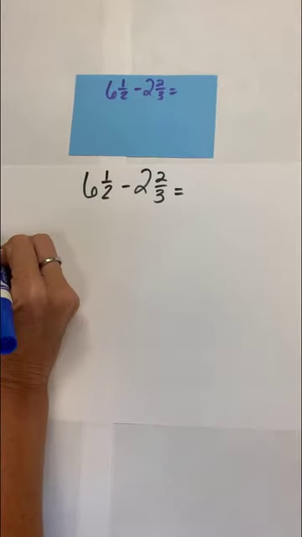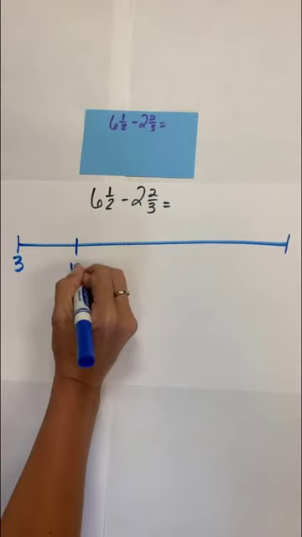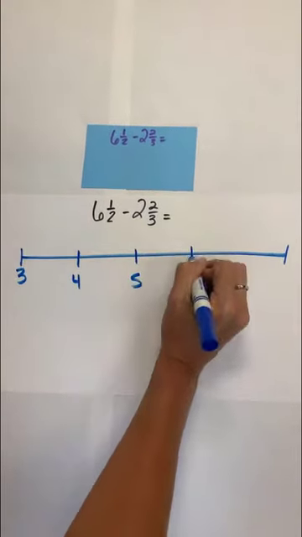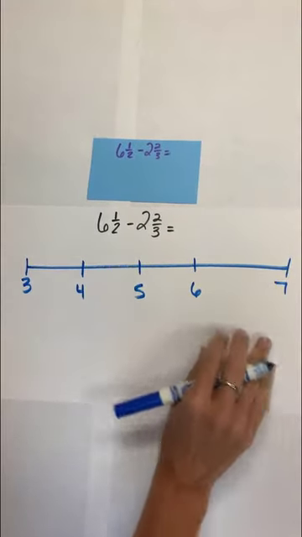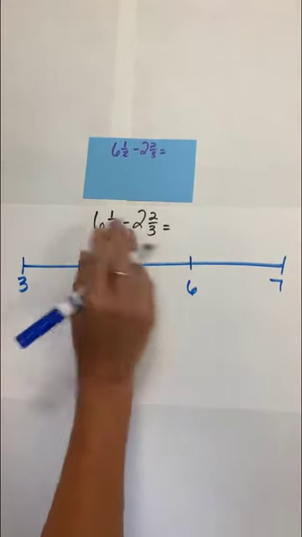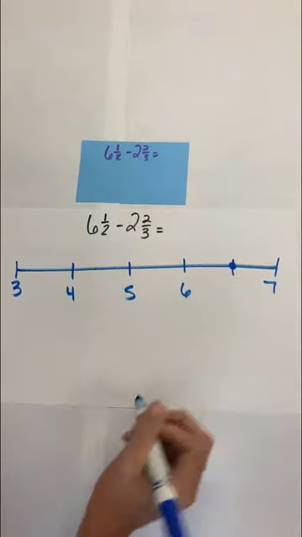So I'm going to begin drawing my number line. And I'm going to put my whole numbers first. A little bit wider, but that's fine. So I'm going to represent 6 1/2. So 6 1/2 is going to be in the dead center between 6 and 7.